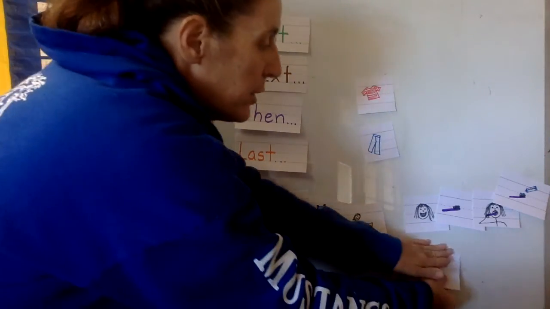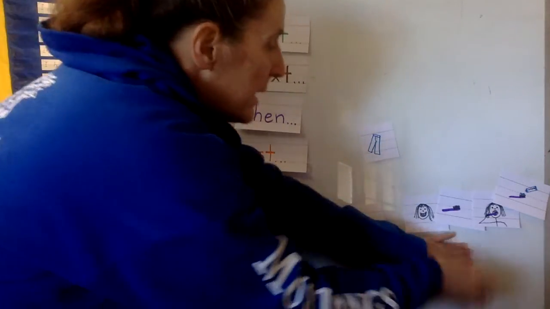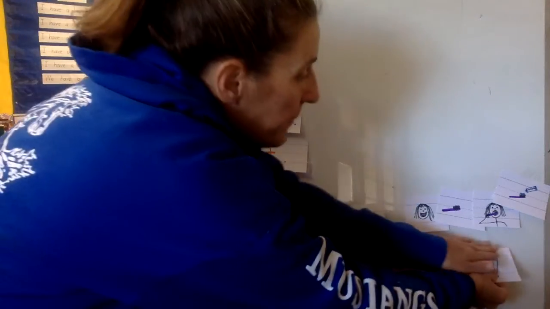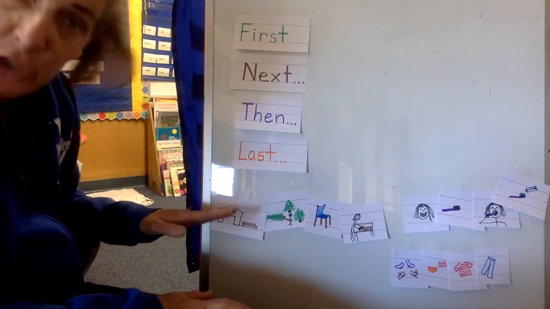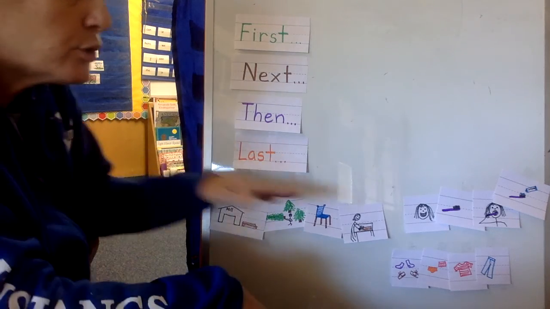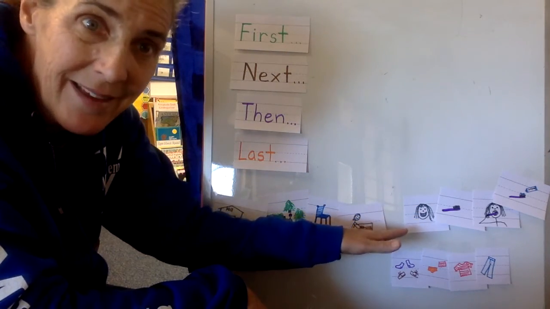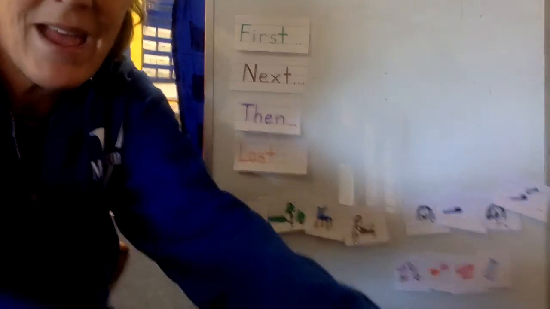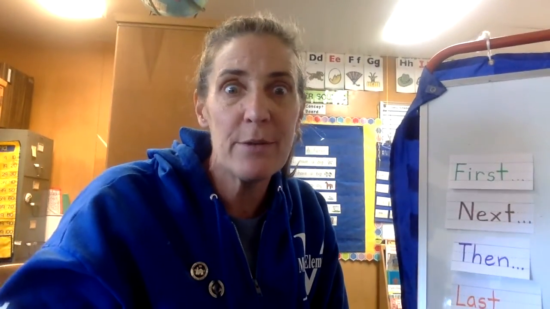So when it's your turn, you can choose, I don't know if you can see those down there. Yep, you can. You can choose the story of a chair and try to use first, next, then last. You could choose brushing your teeth or getting dressed. Okay? See if you can use as much language as possible.